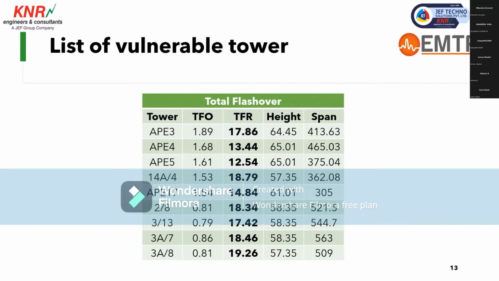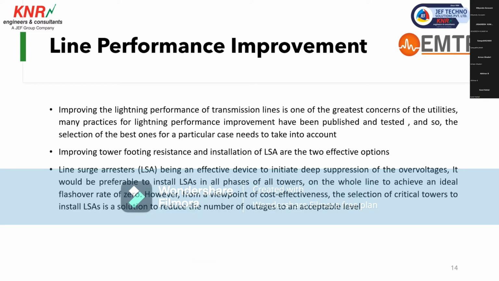So analyzing various techniques, the first mitigation measure will be improvement of tower footing resistance, where tower footing resistance is high. So in that aspect, we will be analyzing. Improving lightning performance of the line is the greatest concern. Many practices for lightning performance improvement have been published and tested. So selecting the best one is what is important. Improvement of tower footing resistance and lightning surge arresters are the two effective options.